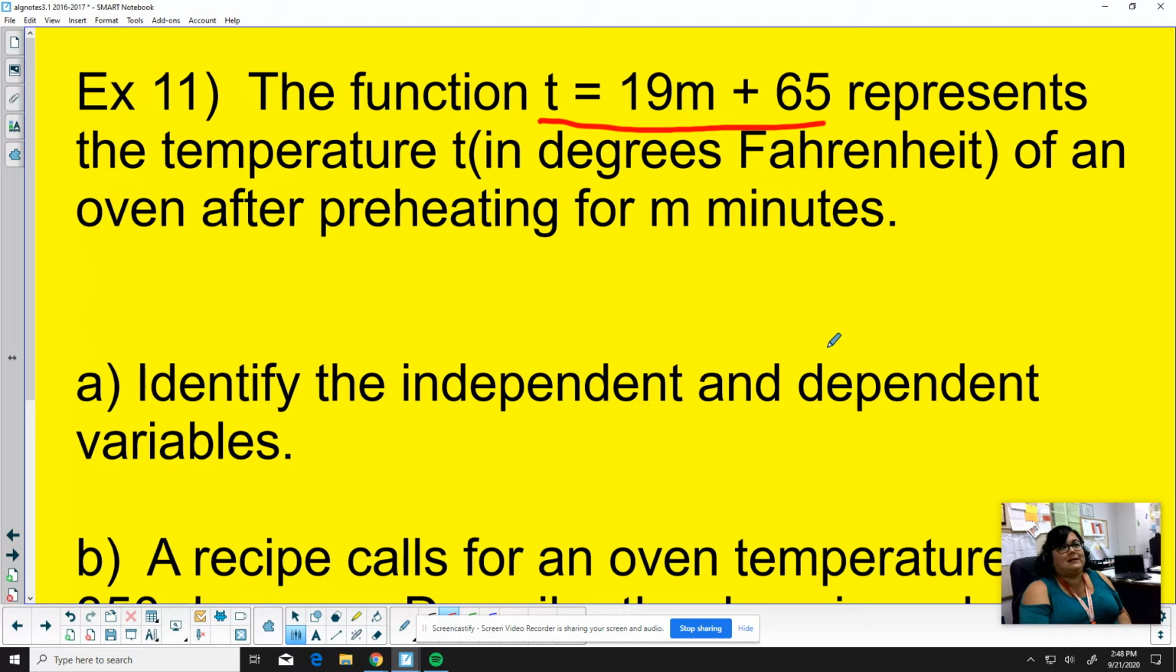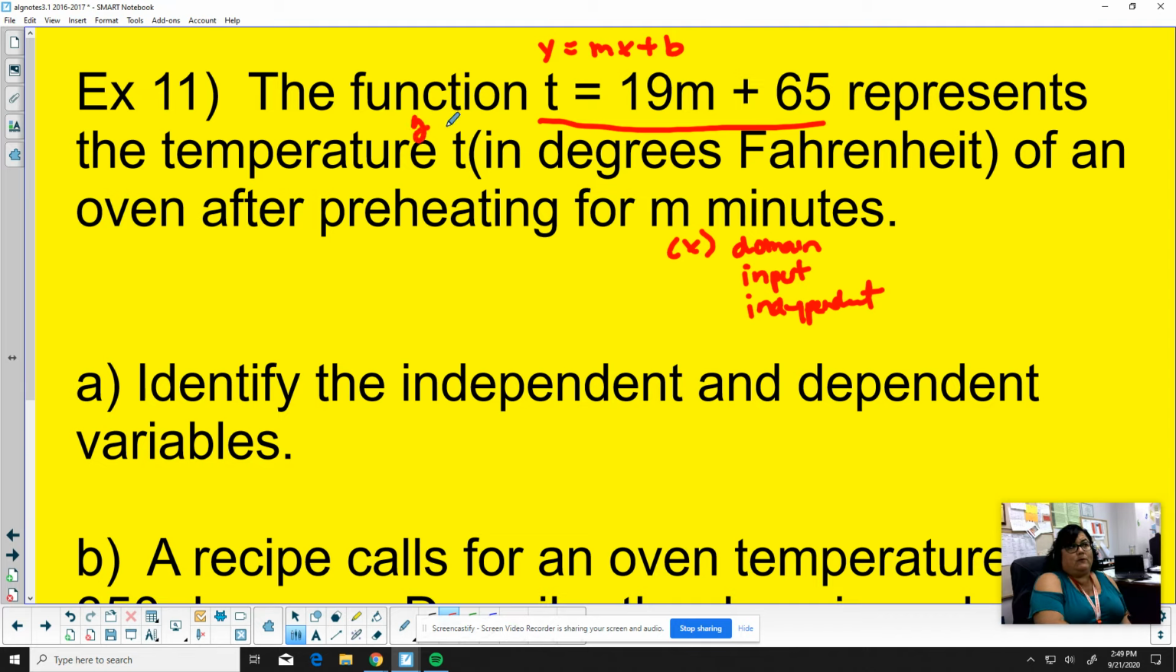Okay, so it says the function T equals 19m plus 65. Well, I know that this is my y and this is my x, right? Y equals mx plus b. So minutes is x. Okay, this is my x, which is also my domain. It's my input. It's my independent. Okay, and that means T is my y, or my dependent, or my output, or my range.